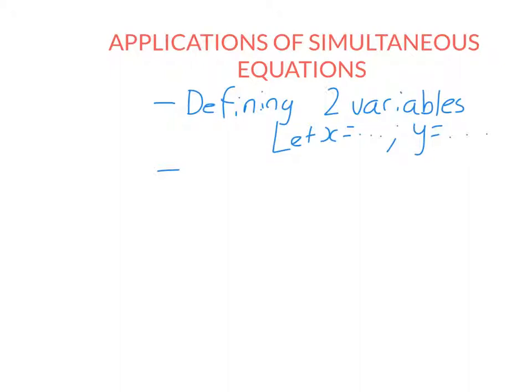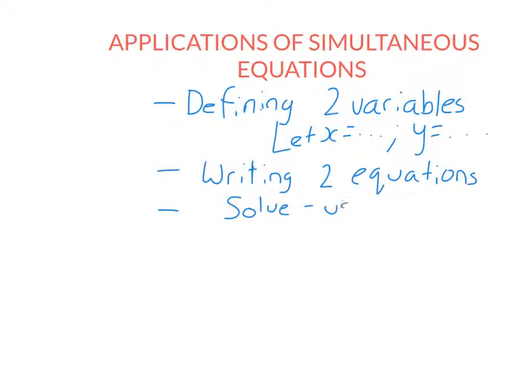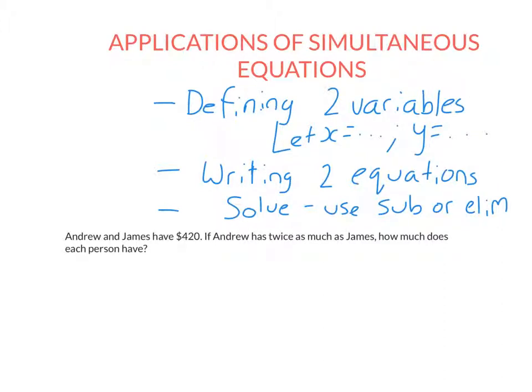Your second step is writing two equations. So there will be two bits of information from which you get two equations, because this is simultaneous equations. And then finally, after you've done that, you're going to solve, and you're going to use either substitution or elimination, whichever method is easier. Okay, so let's go ahead and look at a worded question. So we're going to look at solving this worded problem here.